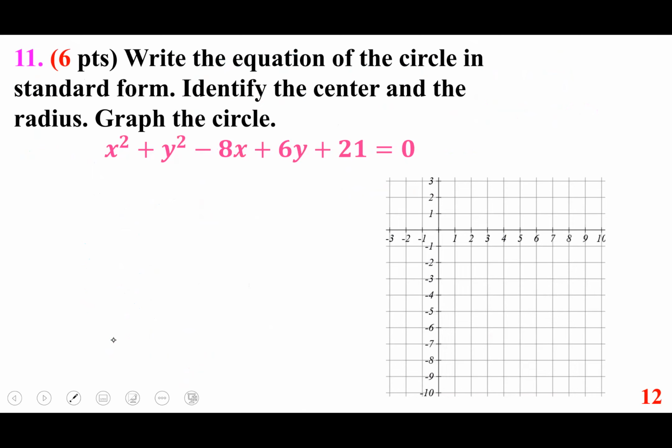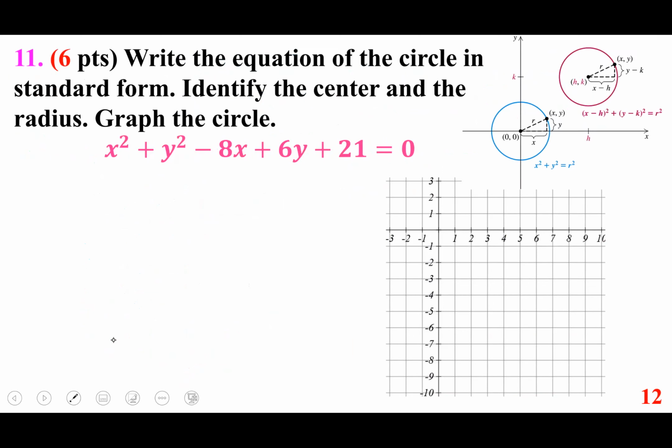In order to identify the center and the radius, first and foremost, reminding everybody, if it's centered at 0, 0, x squared plus y squared equals r squared. If it's centered at h and k, x minus h quantity squared plus y minus k quantity squared is r squared. And in order for us to figure this out, we're going to put this one next to this one next to this one, and we're going to move the 21, make it negative 21 on the other side. We're going to make this a perfect square trinomial.